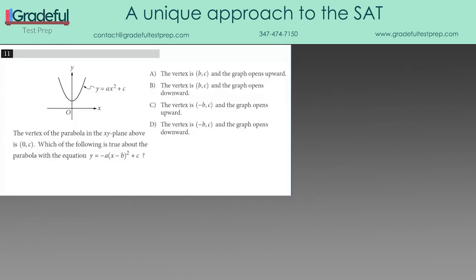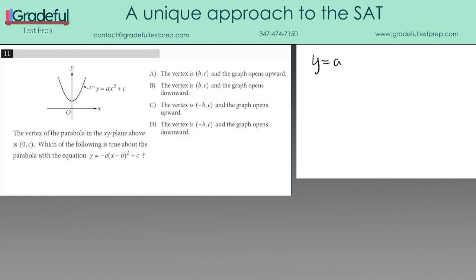Question 11 is asking us pretty much about the vertex form of a parabola. The vertex form of a parabola looks like this: y equals a(x minus h) squared plus k. Now the h and the k represent the vertex of the parabola. But notice that the h is negative and the k is positive.